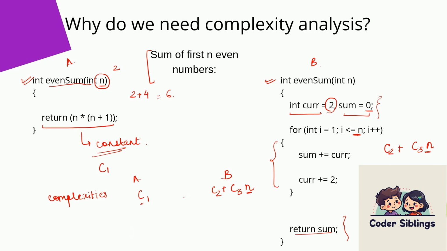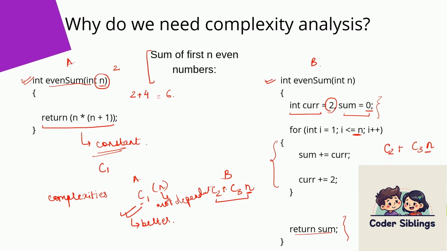So when we compare all of these, this is a better algorithm because it is not dependent upon the value of n, right? However, this is dependent on n.